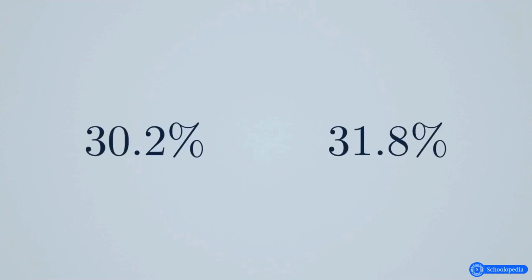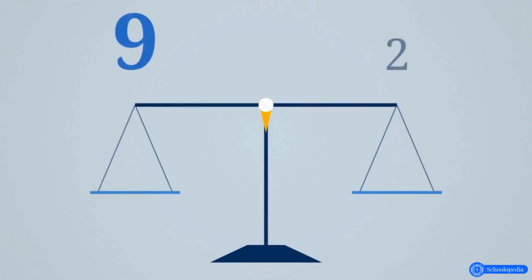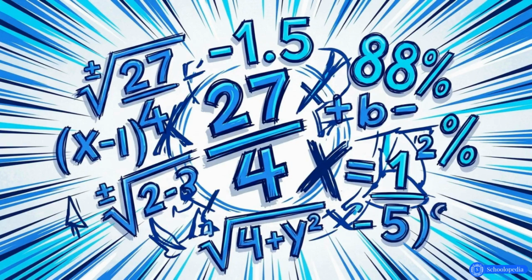Moving to the next problem, we compare 30.2% and 31.8%. Because the percent sign appears on both sides, we safely ignore it. We handle these exactly like standard decimals. 31 is larger than 30, so 30.2% is less. At its core, comparing numbers is simply a process of finding the heaviest side. But the formats are about to get trickier.